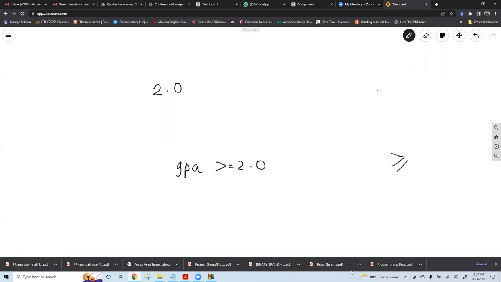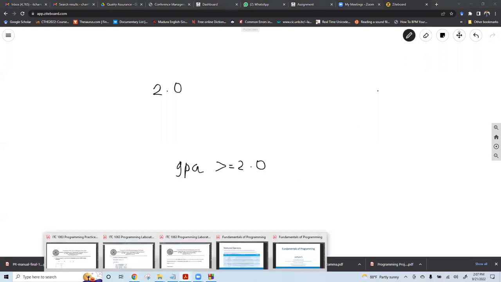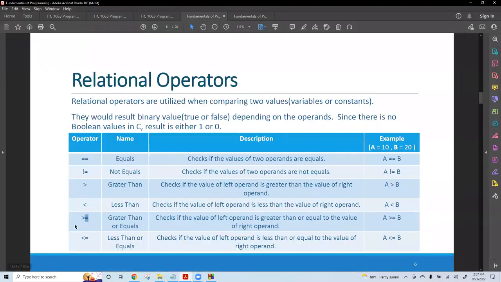Don't use a symbol like this. We don't have this kind of symbol generally in computing. In maths, yes, we have, but in computing, we don't. So instead, we use this. Greater than or equal, less than or equal. Right, like this.